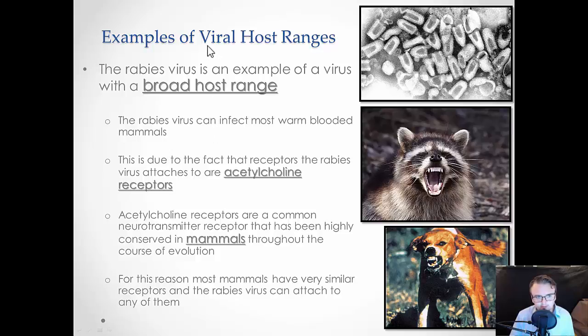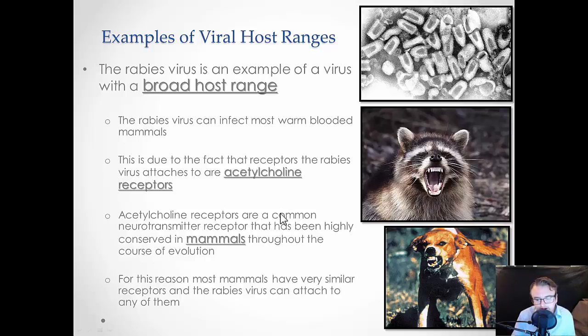The first one is an example of a virus with a broad host range. Now, this is actually not that common. Broad host ranges, at least from a traditional standpoint, are not the norm. But one example is the rabies virus. The rabies virus is something that we're all familiar with, and we know that we can get it from animals. Animals get mean and aggressive when they get infected. That is somewhat true. Over-exaggerated, but still somewhat true. I think that's the Old Yeller picture there.